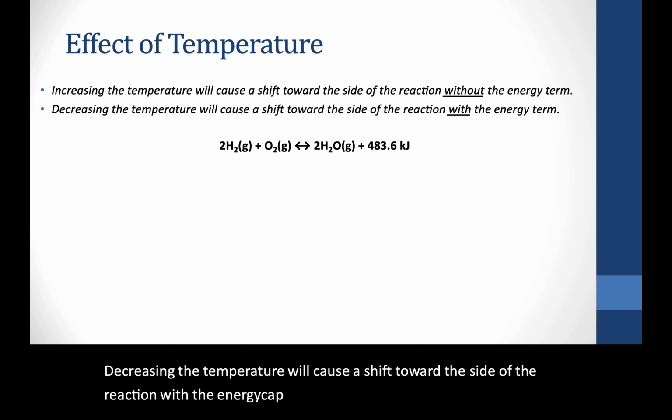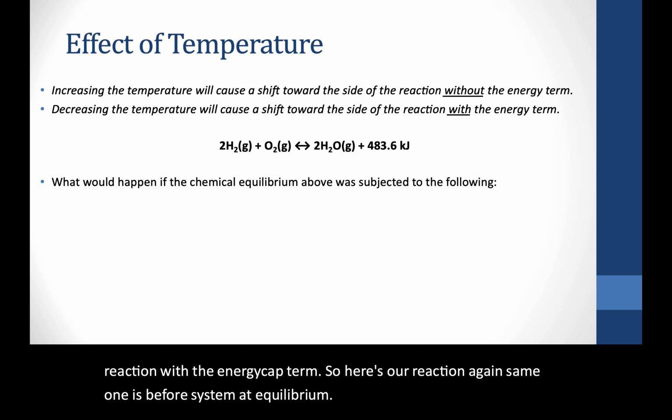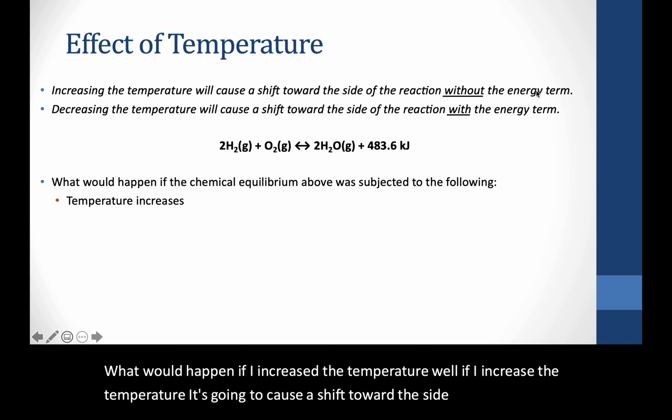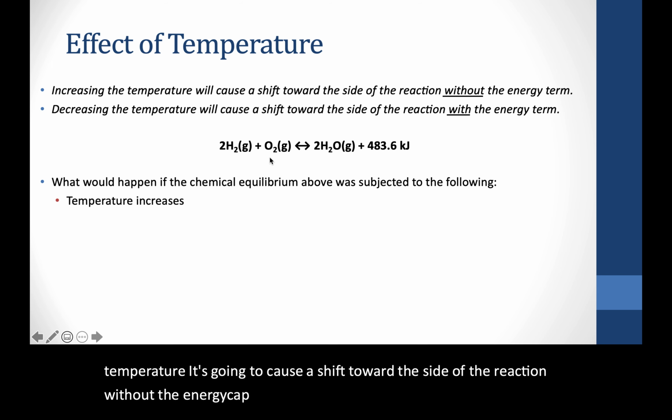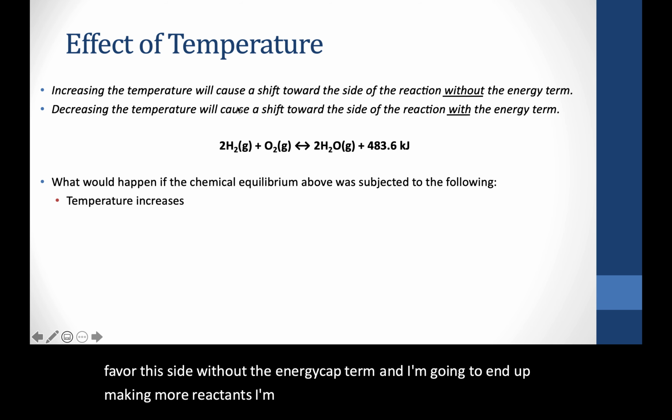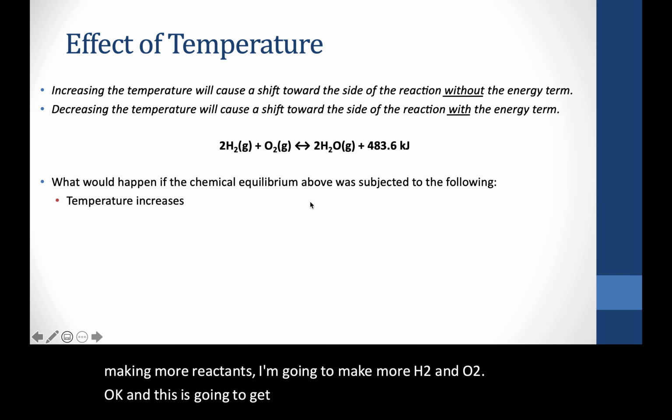So here's our reaction again, same one as before, system at equilibrium. What would happen if I increased the temperature? Well, if I increase the temperature, it's going to cause a shift toward the side of the reaction without the energy term. So increasing the temperature is going to favor this side without the energy term, and I'm going to end up making more reactants. I'm going to make more H2 and O2. Okay, and this is going to get used up, right?